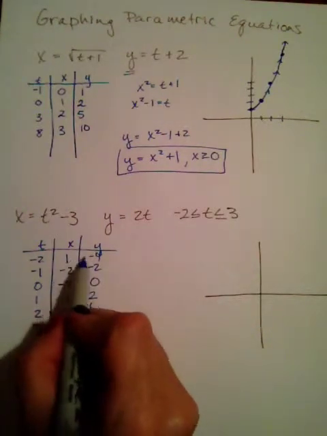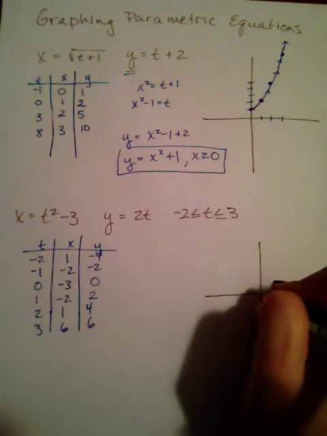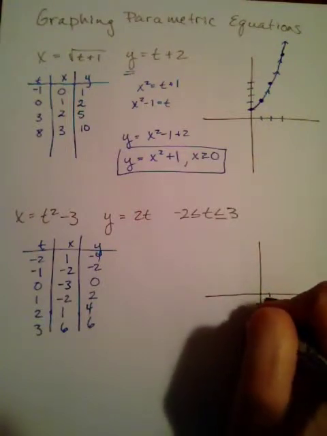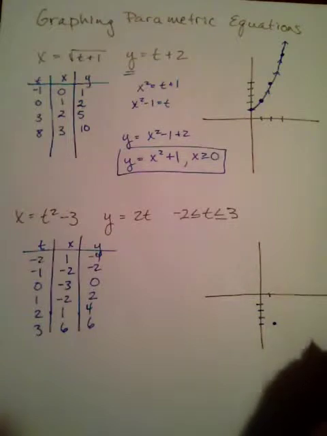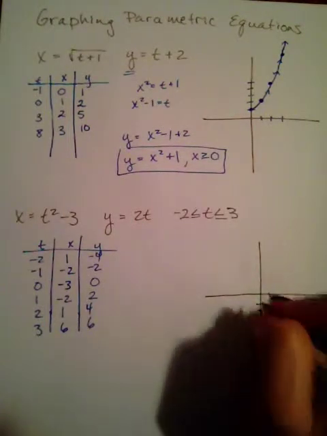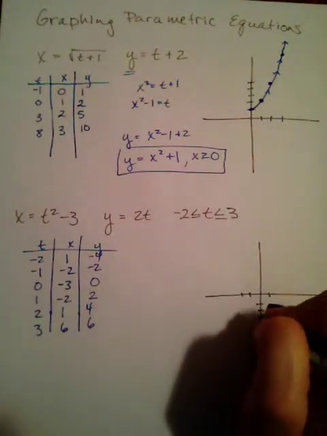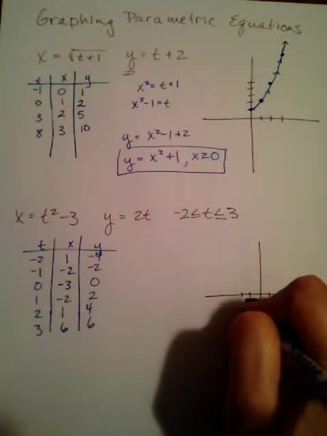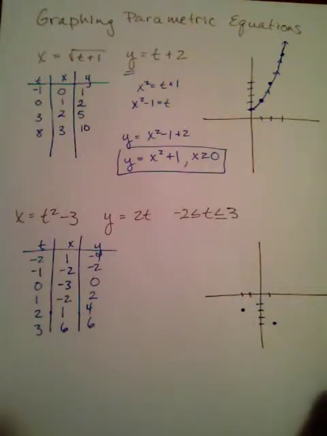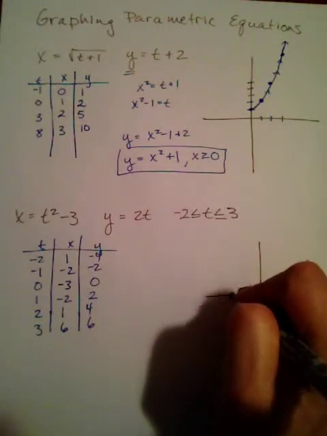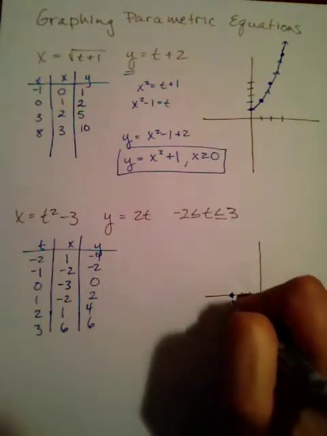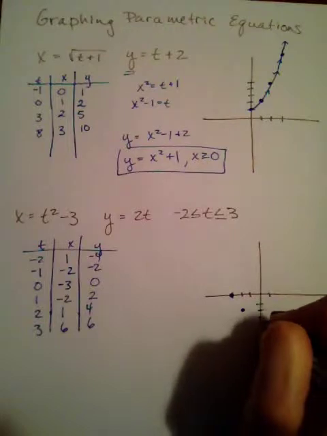So my first point is 1, negative 4. My second point is negative 2, negative 2. My third point is negative 3, 0. So I could actually start drawing my curve this way.